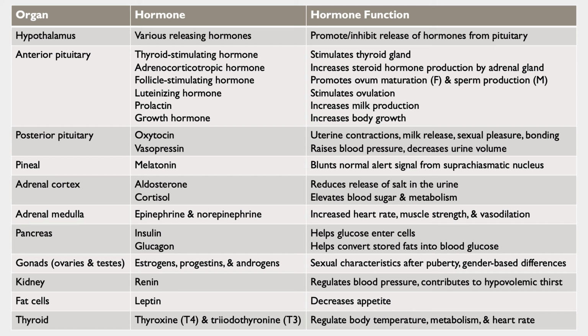Now that we've discussed some of the hormones the hypothalamus releases to affect the anterior pituitary, let's cover the anterior pituitary hormones. Starting with thyroid-stimulating hormone. Just like it sounds, this hormone helps stimulate the thyroid gland. Adrenocorticotropic hormone increases steroid hormone production by the adrenal gland, which we'll talk about in just a bit.